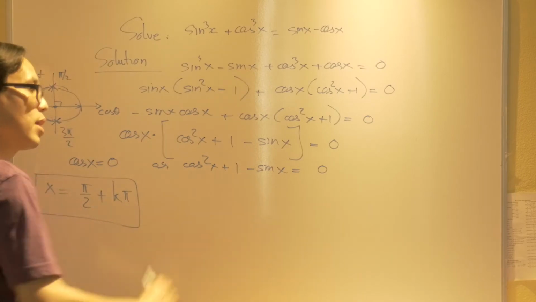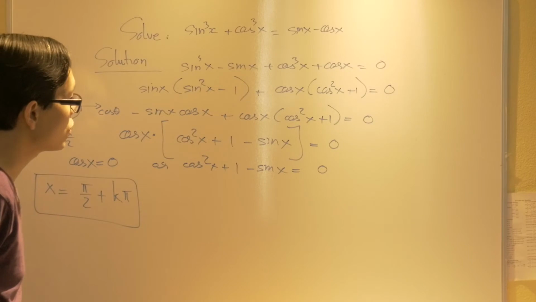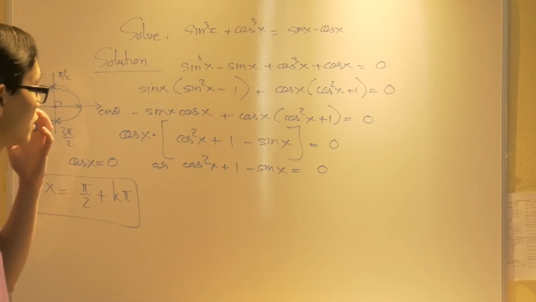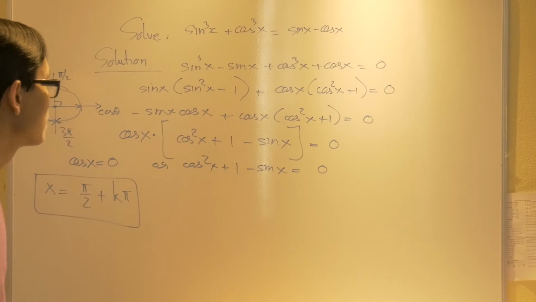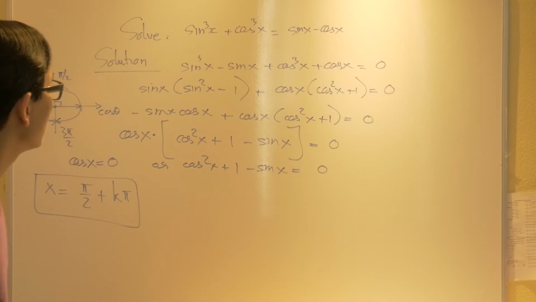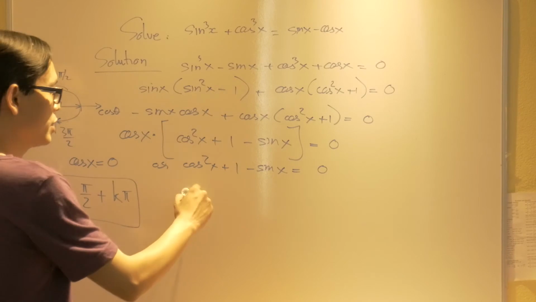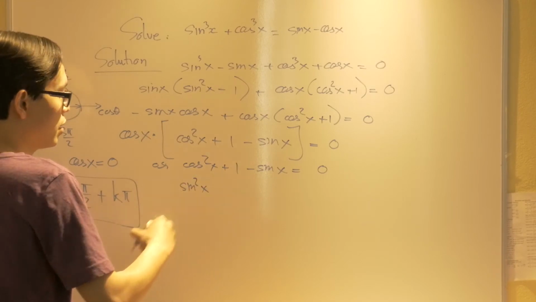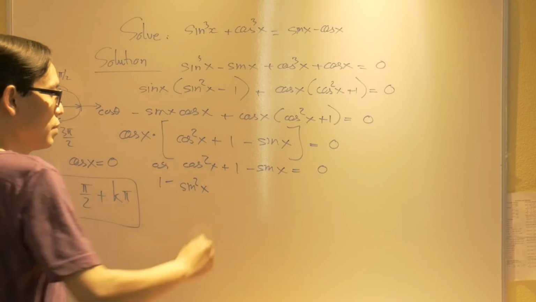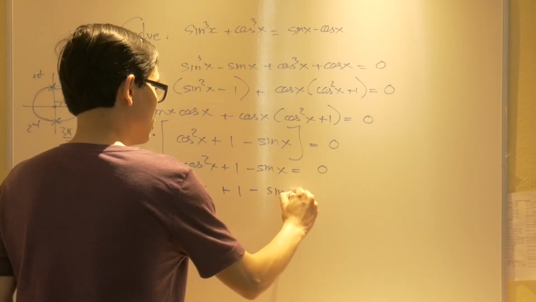Now I have cosine squared, I have sine. So what should we do here? That's very easy. Well, I think I missed something, right? Cosine square. No, I'm good. Okay, so you see it over here. This one I can change to sine square, 1 minus, right? Plus 1 minus sine x equal to 0.